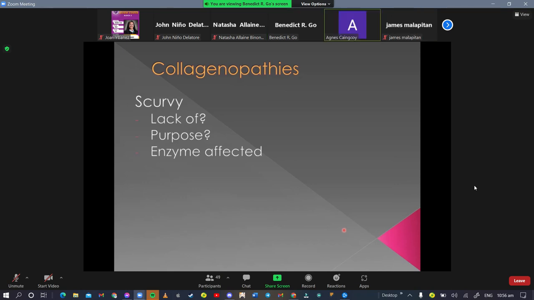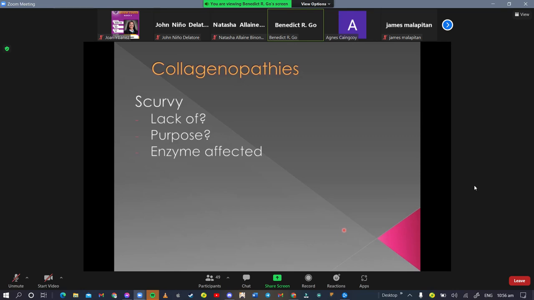What is lacking in scurvy? The reduced activity of hydroxylation, Doc, of your proline and your lysine. In scurvy, you are lacking what? The enzymes, Doc, the prolyl hydroxylases. And what initially causes scurvy? Lack of vitamin C, which someone mentioned earlier is a cofactor.